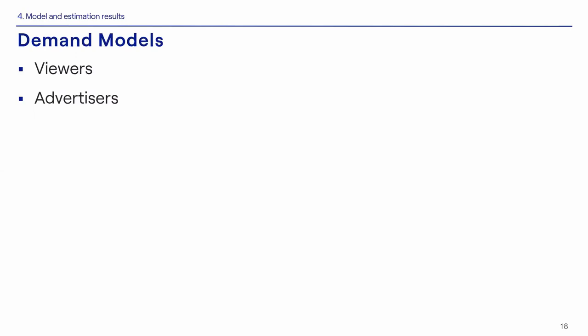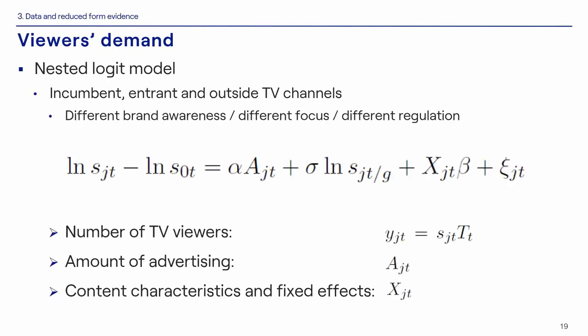In terms of the model, we have two demand models, one for viewers and one for advertisers. So let me first speak about the viewers' demand. It's a very standard nested logit model. We consider there are three types of TV: the incumbent TV channel, the intrant TV channel, and the outside TV channel.